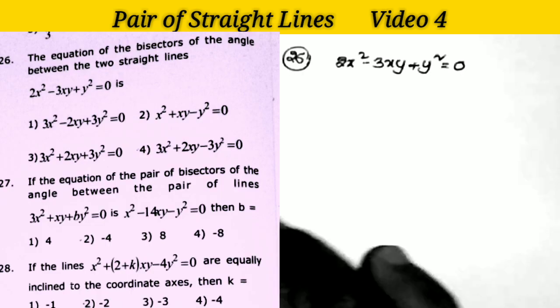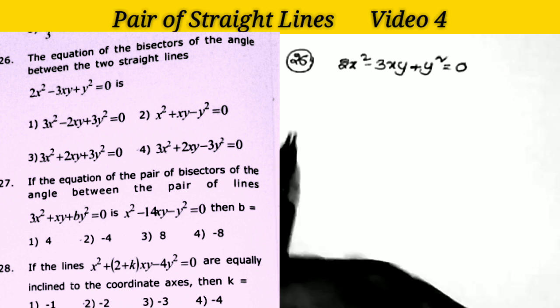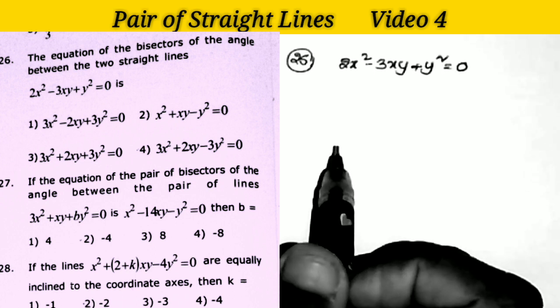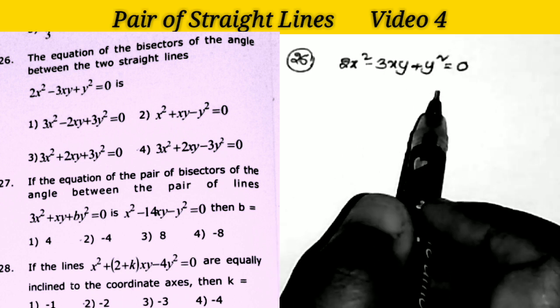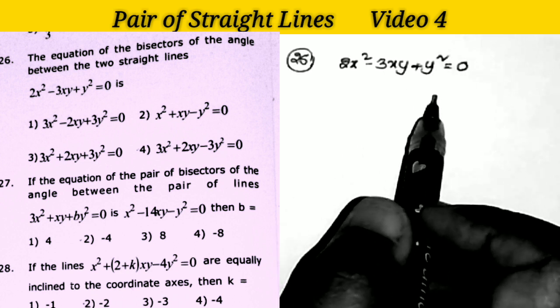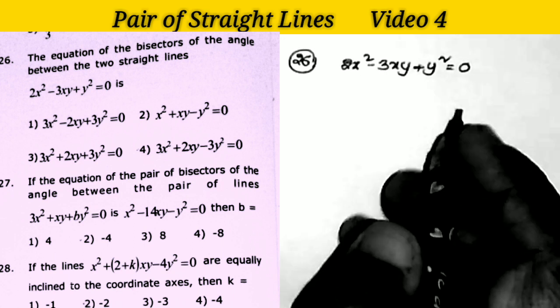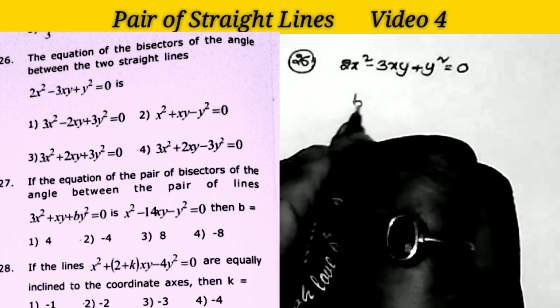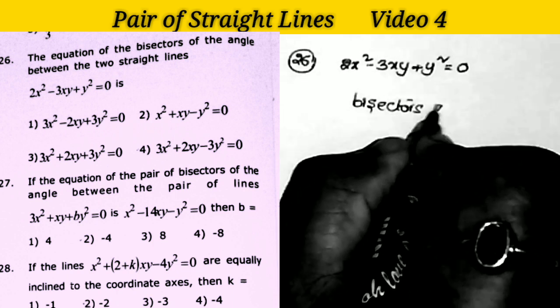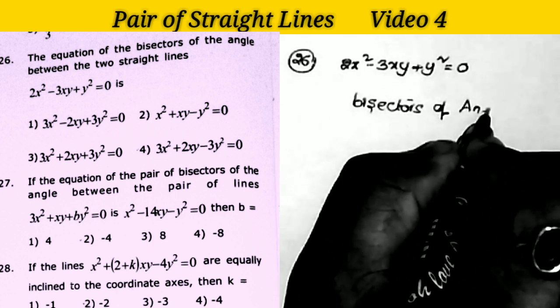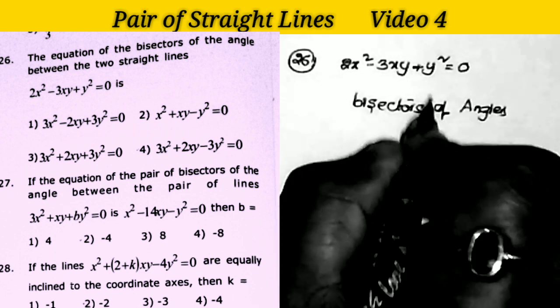Now this is the sum number 26. The question is: the equation of the bisectors of the angles between the two straight lines 2x square minus 3xy plus y square is equal to 0. What is the question? The equations of the bisectors of the angles. We want the angular bisectors of this equation.